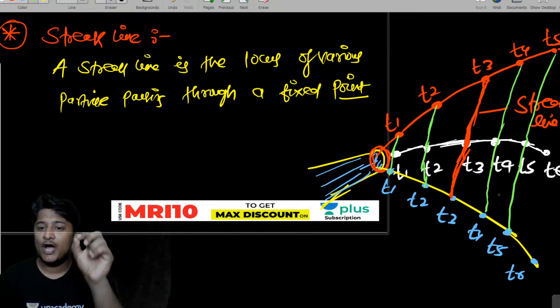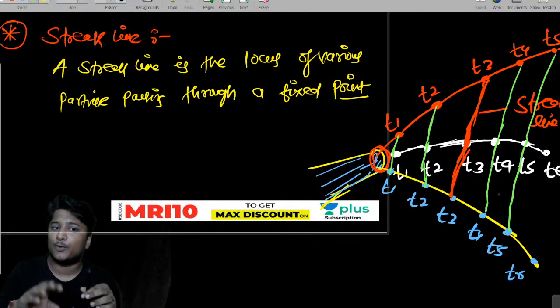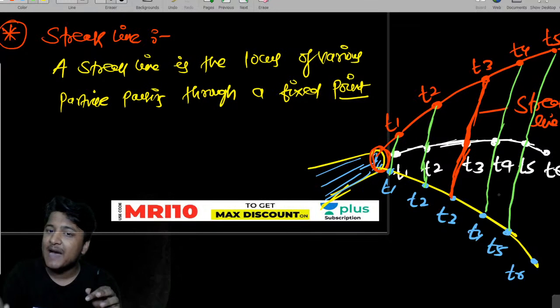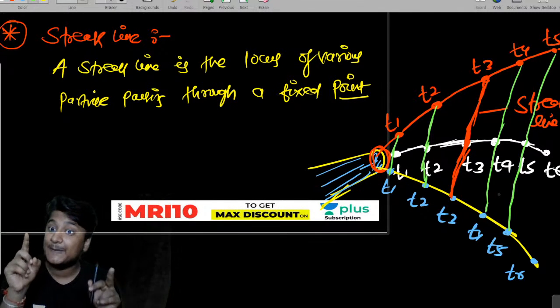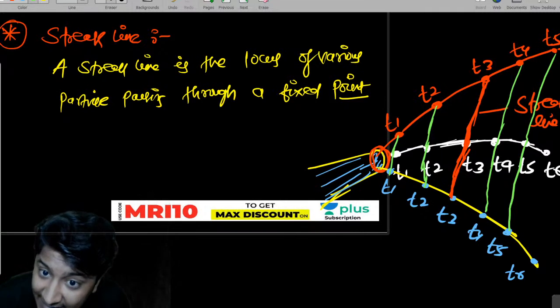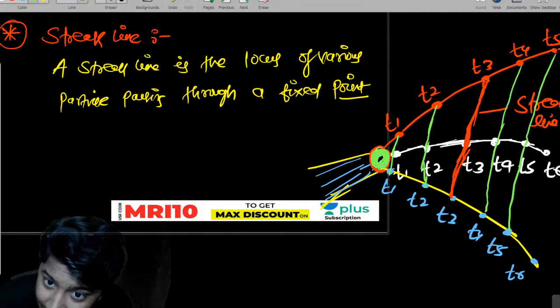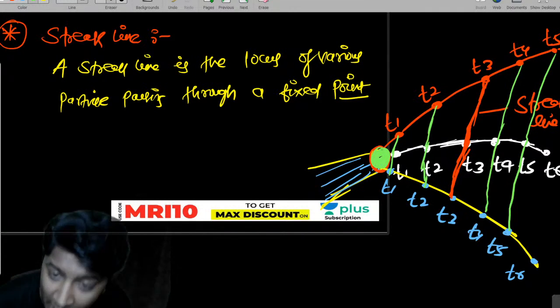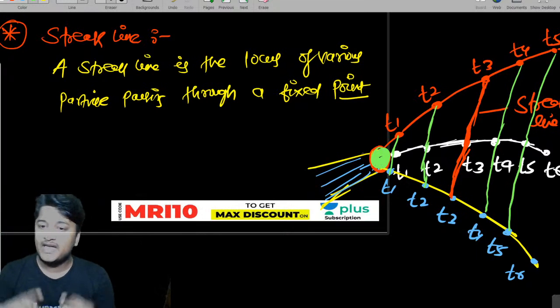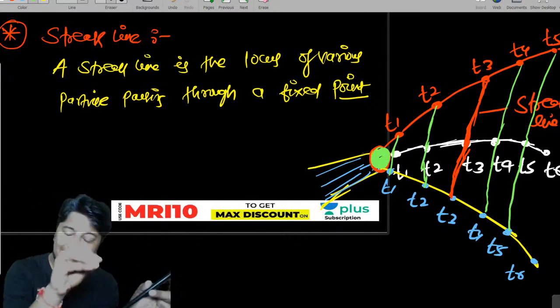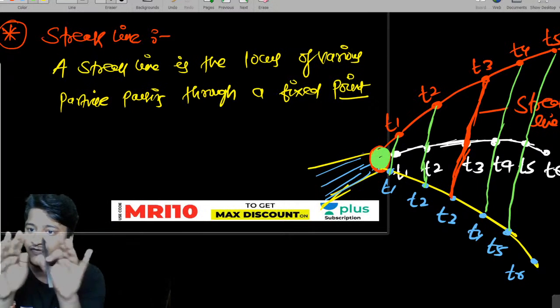At a particular point, it is the locus of various particles. But all the particles must pass through a single point; from this single point only all the particles came. So now you have got an idea about what a streak line is and what a path line is. You got the difference also.